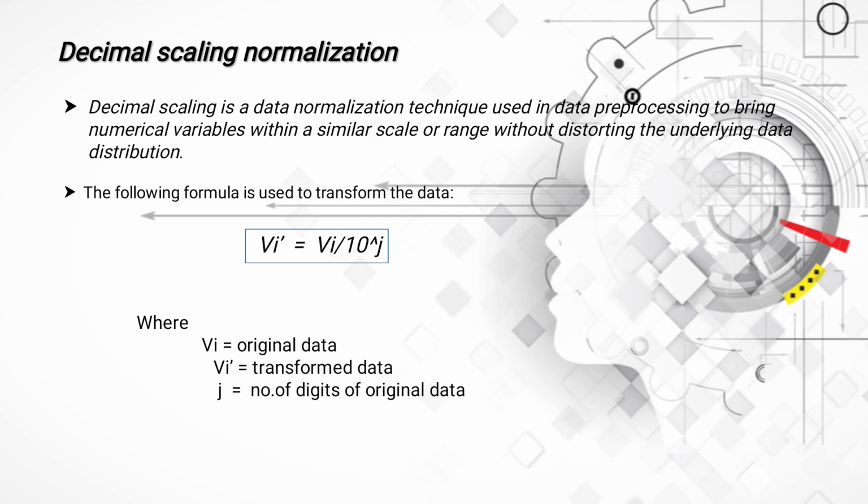If we perform this formula, we may get 0.32. So the data is transformed from 32,000 to 0.32, which means 0 to 1. By this way we can perform data transformation techniques.